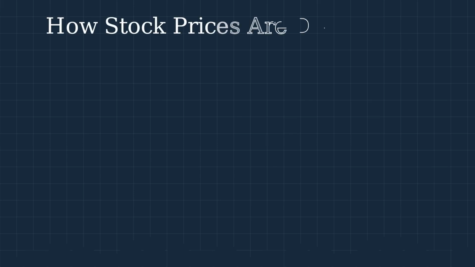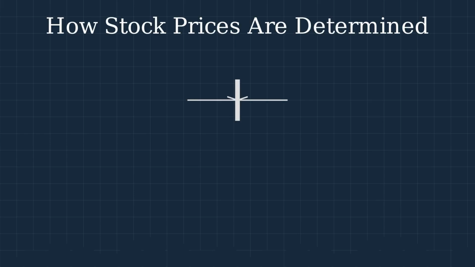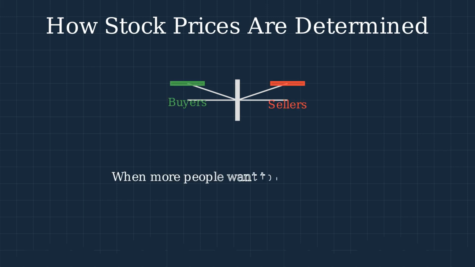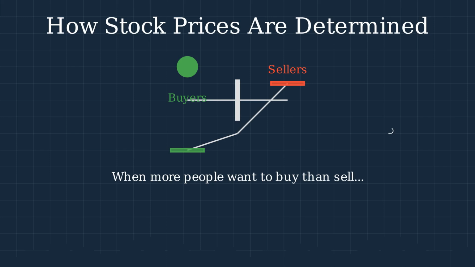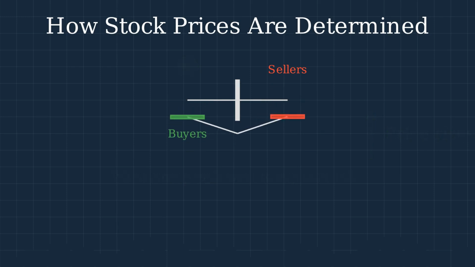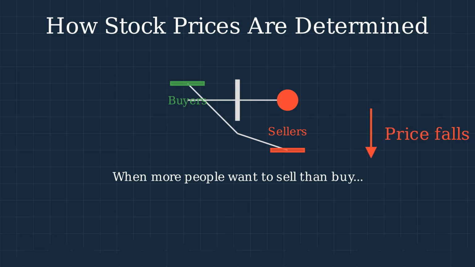Let's understand how stock prices are determined in the market. Stock prices are fundamentally determined by supply and demand dynamics. When more people want to buy a stock than sell it, the price rises. Conversely, when more people want to sell than buy, the price falls.